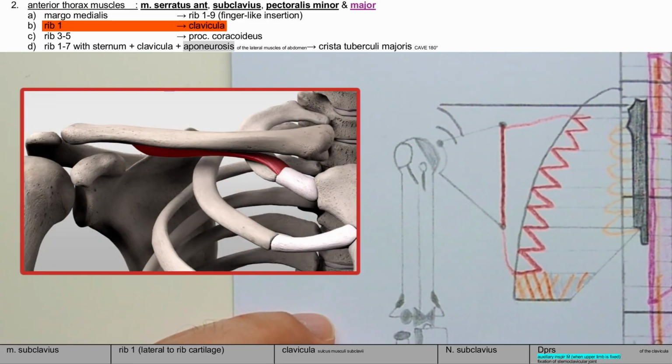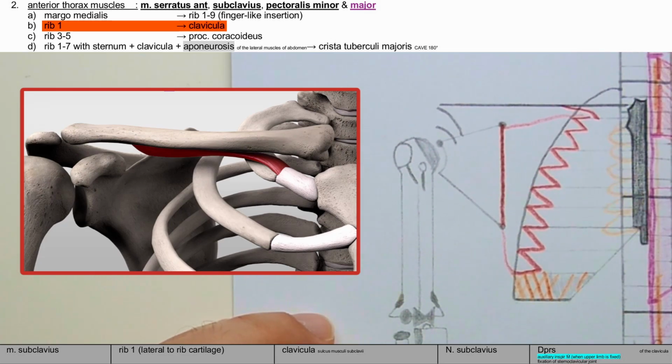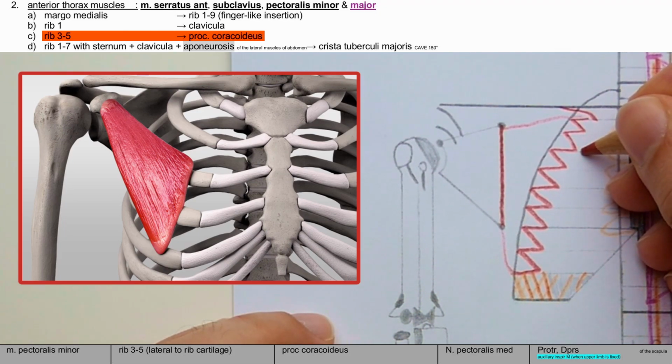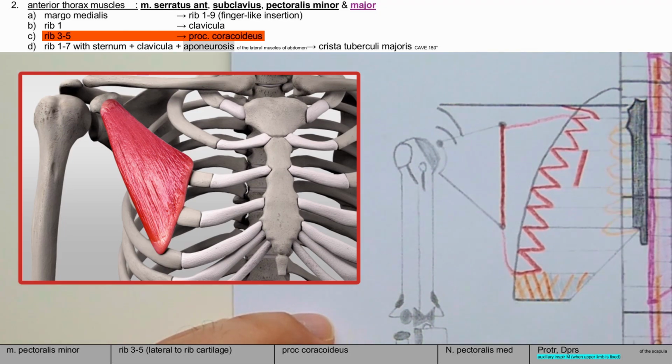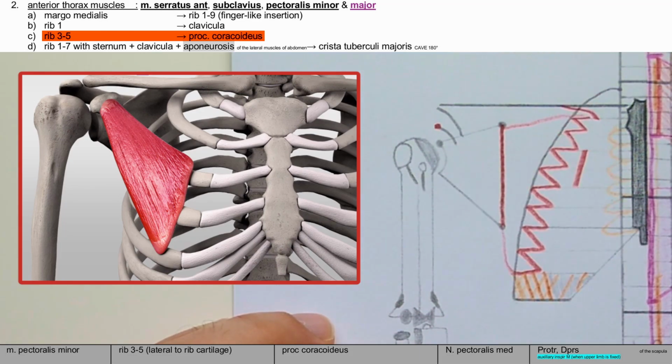Next, we have musculus subclavius from rib 1 to clavicula. Then we have the origin of musculus pectoralis minor from rib 3 to 5 and the insertion in the processus coracoideus of the scapula.